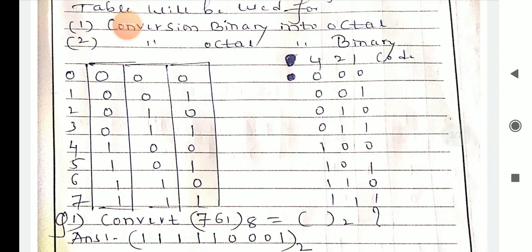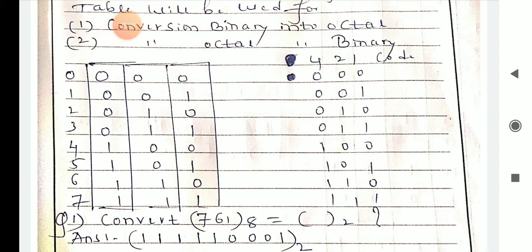First you write 000. How do you write it? By using the 4-2-1 code, which I wrote above. The second number is 001. Wherever 1 is there in the 4-2-1 code, you write 1, and apart from that you write 0. Next, 2 is written as 010, because at the 2 position you write 1, so you get 010.